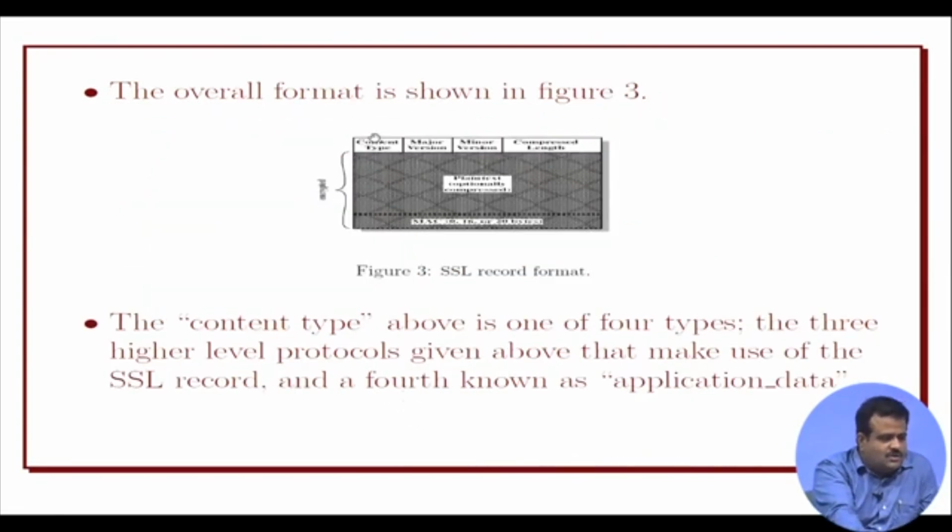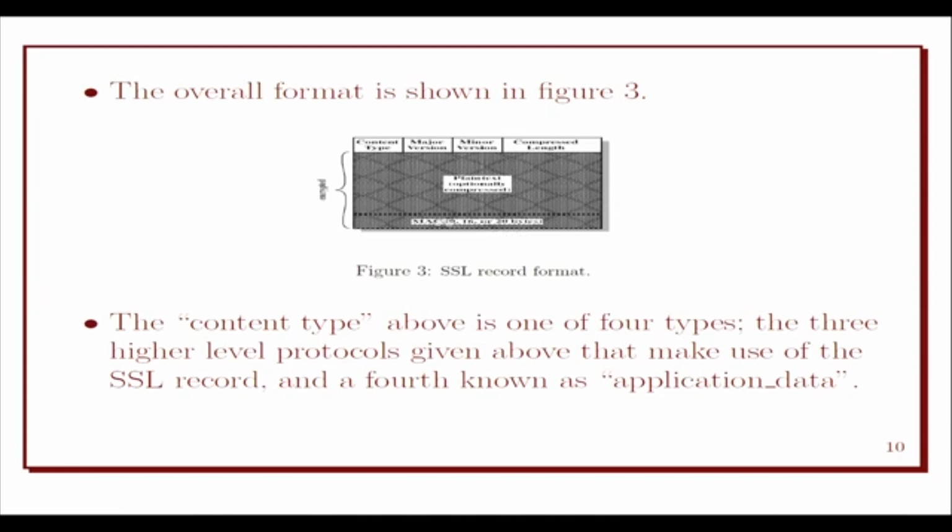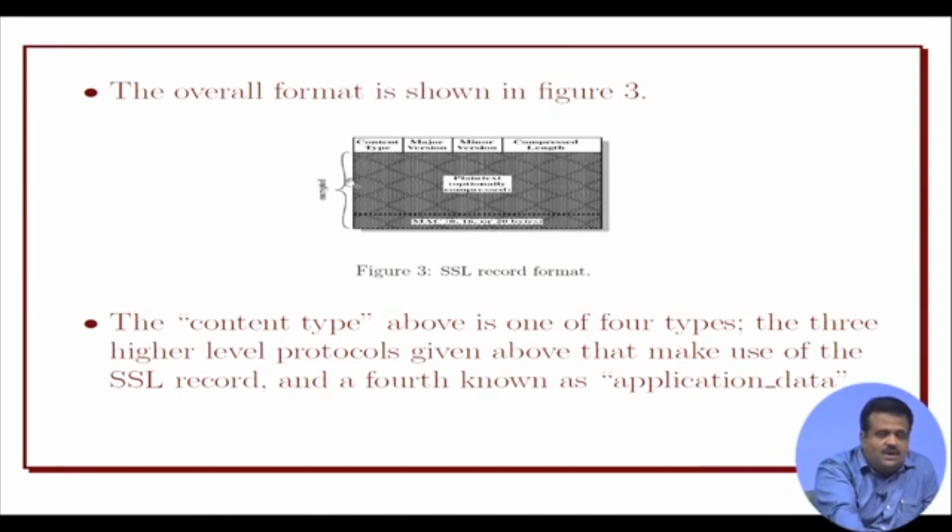So, the overall format is shown here. This is our message, this is the compressed message, and on this compressed message we compute the MAC, and then we append this MAC to the message. After adding the MAC we encrypt this using symmetric key encryption, and then we prepend the header. The header has basically 4 fields as we discussed: content type, major version, minor version, and the compressed length. Okay. So, this is the overall structure of the SSL record format, and the content type above is one of 4 types: the three higher level protocols given above that make use of the SSL record, and the 4th known as application data.